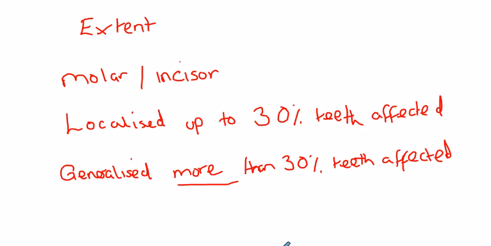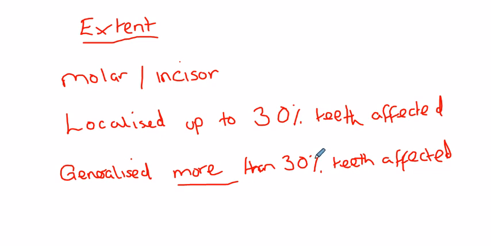Okay, so the next thing we're looking at is the extent of the disease. You're looking at the overall picture of how many teeth are affected. When it comes to the extent, we've got three ways of categorizing it. Is there a molar incisor pattern? Is it localized, which means up to 30% of the teeth are affected? Or is it generalized, which means more than 30% of the teeth are affected?